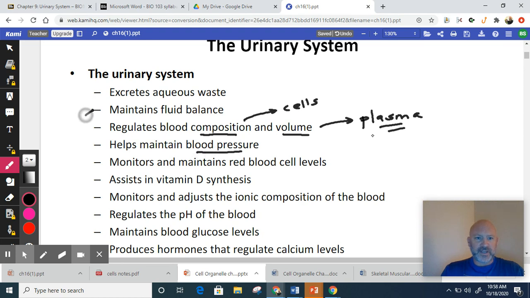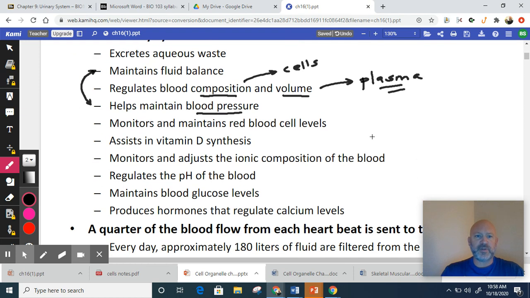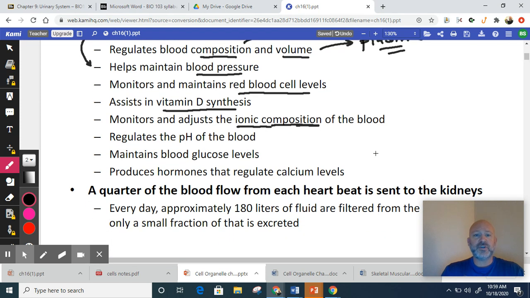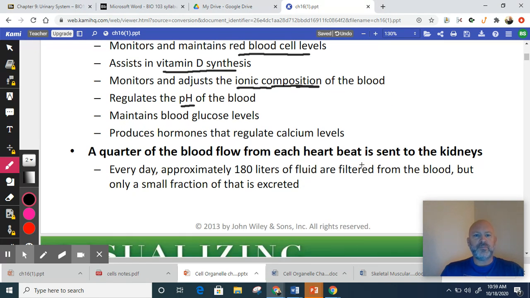Blood pressure, these kind of tie together with maintaining fluid balance. That's how we maintain blood pressure. Red blood cell levels are monitored by the kidneys. There are cells in the kidneys that are detecting the levels of red blood cells, and then there's a hormone associated with the production of red blood cells. It's called erythropoietin, that's secreted from the kidneys. The vitamin D synthesis, adjusting ions in the blood. We use some ions to help control the pH of the blood, and those are hydrogen ions and bicarbonate ions. Maintaining blood glucose levels and producing hormones that regulate calcium levels.